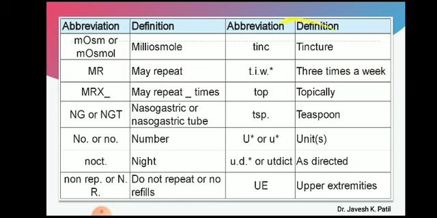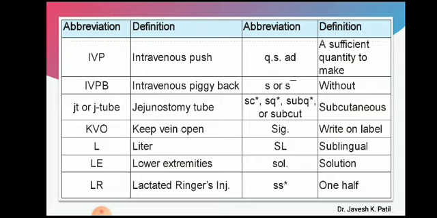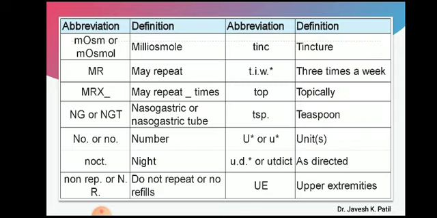Tincture, we use it. 3 times a week, W. Then top for topical application, then teaspoonful. TBS for tablespoon, and TSP for teaspoon. U for units, small or capital. UD means as directed, UE means upper extremities.